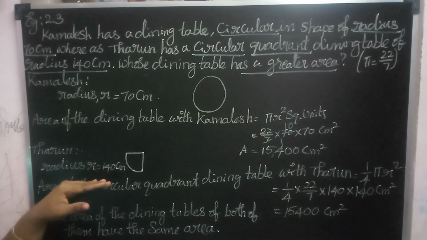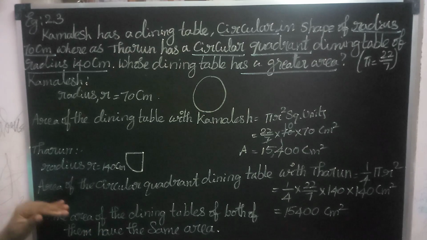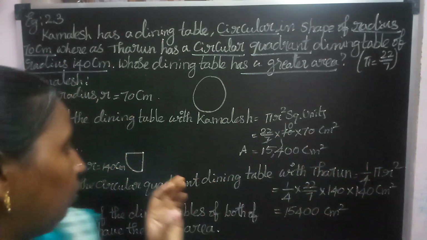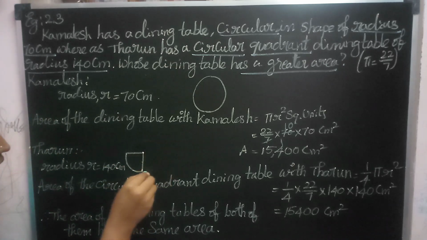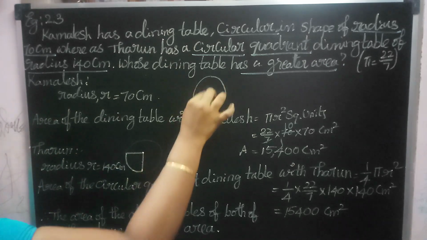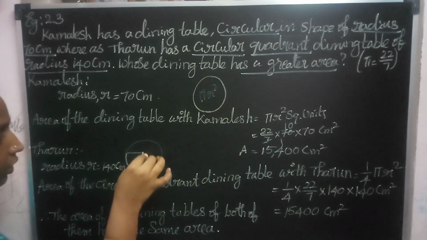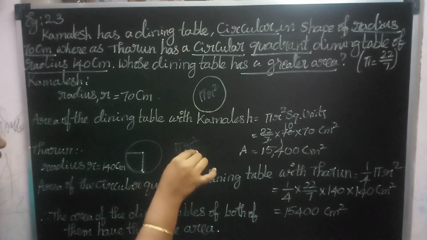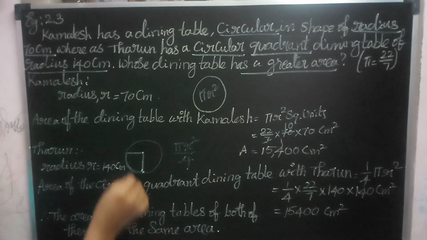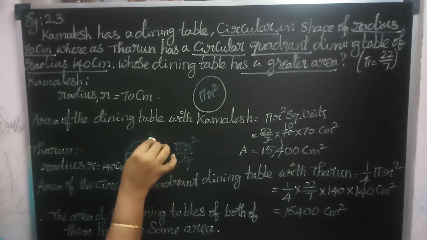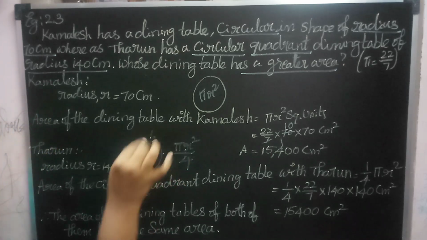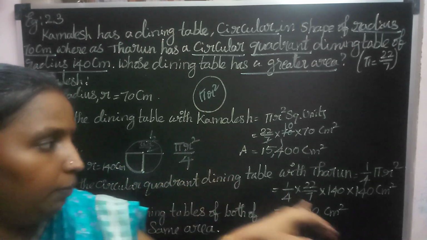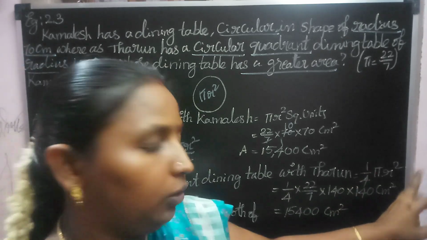Okay, so next move on to Tarun's dining table. Tarun's dining table radius is R equal to 140 centimeter. Area of the circular quadrant dining table with Tarun: circular quadrant means the whole circle is pi r square. The area of the whole circle is pi r square. In that we are taking this quadrant part now. So definitely the area will be pi r square divided by 4. Suppose they ask for a semicircle now, pi r square divided by 2. So for a quadrant the area of the circular quadrant is pi r square by 4. So here I wrote 1 by 4 into pi r square.